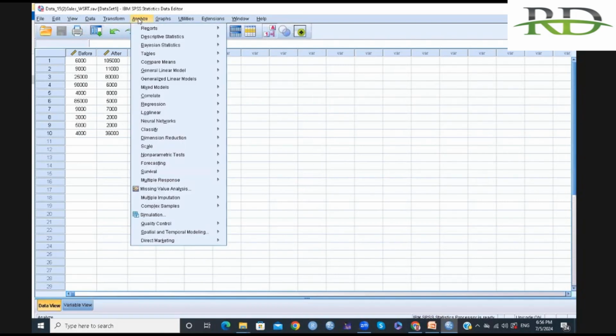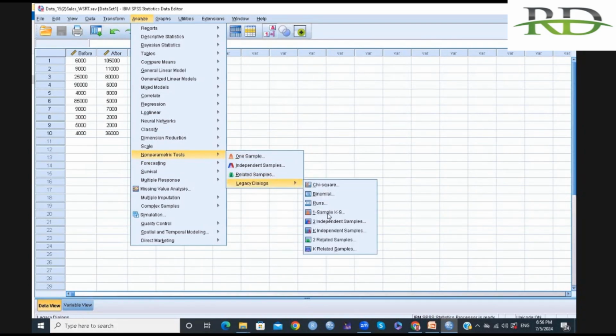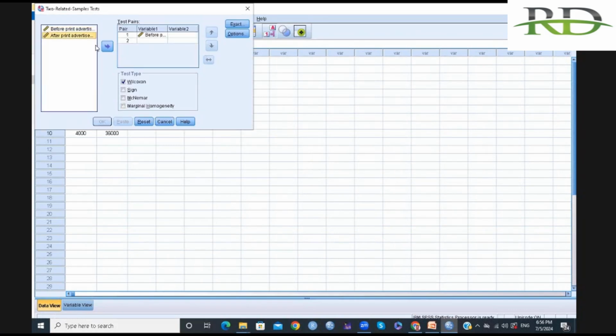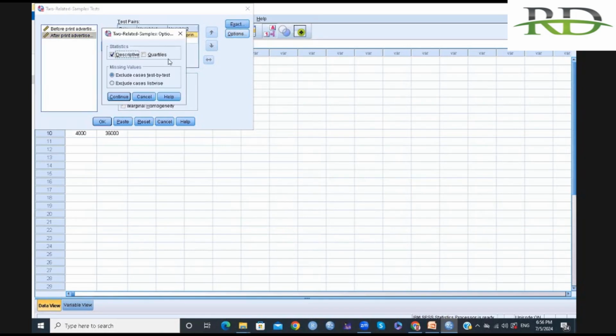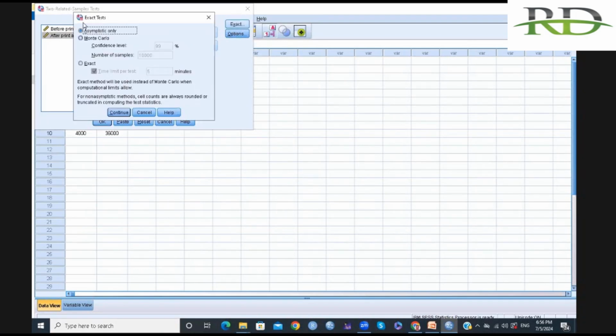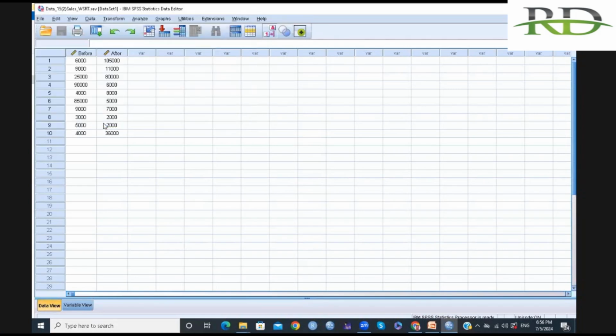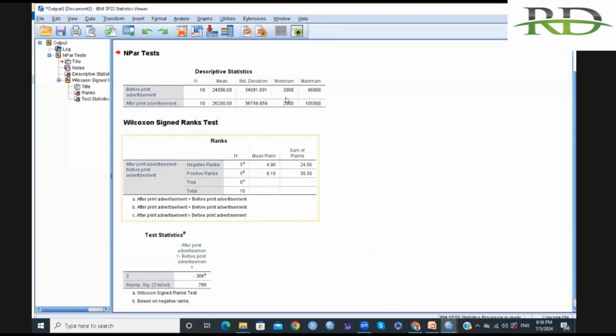So now let us do the non-parametric test, that is the Wilcoxon signed ranks test, which is a non-parametric test equivalent to the paired t-test. So go for the two related samples. One by one you have to put here, and you can go for the options, descriptive, and no need of exact. It is correctly ticked there, and you can see you can apply all tests, but we are interested in the Wilcoxon signed rank test only. So click on OK. So these are the descriptive statistics.